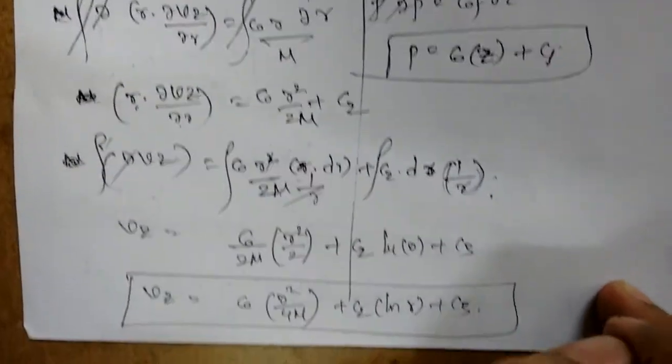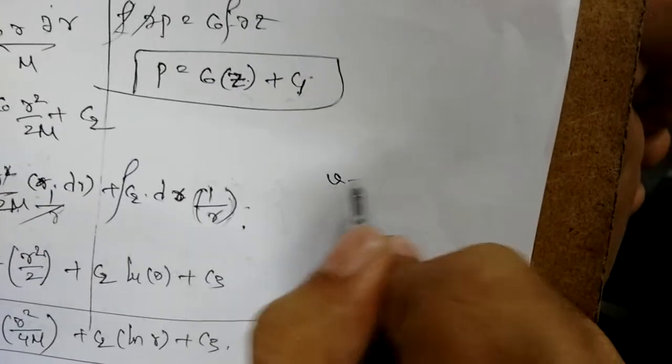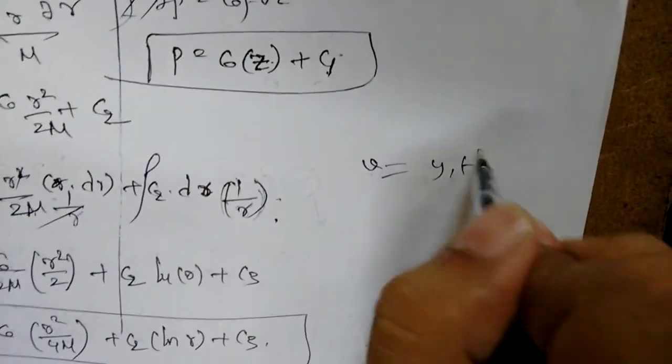The final thing is you need to apply the boundary conditions. Finally you get the result, which they need, a velocity profile in terms of y and t, I think.